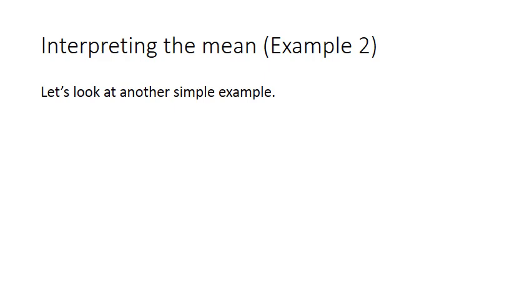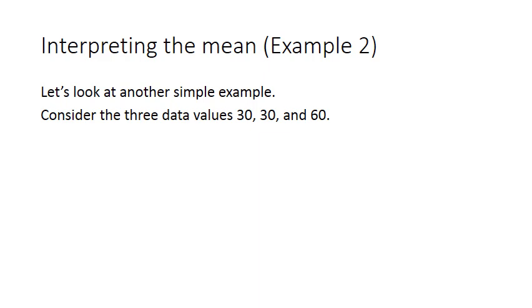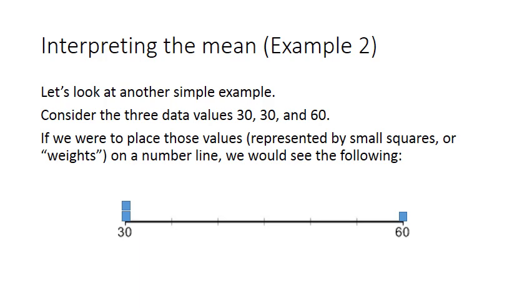Let's look at another simple example to see if this way of interpreting the mean value by use of a seesaw actually works for a slightly more complicated case than what we just looked at. So I'm going to consider three data values, 30, 30, and 60. Again, I can place those values, representing them as small squares or weights on a number line, and I would see the following. Two small weights at the far left for two 30s, and one small weight at the far right over the number 60.